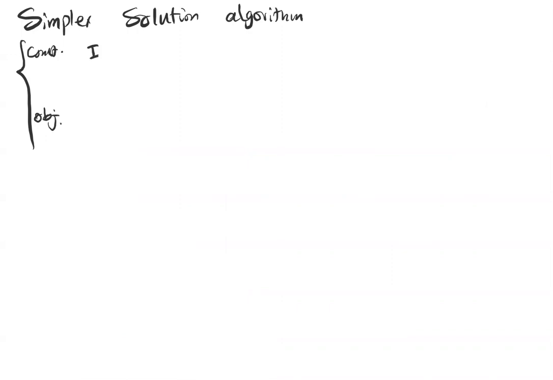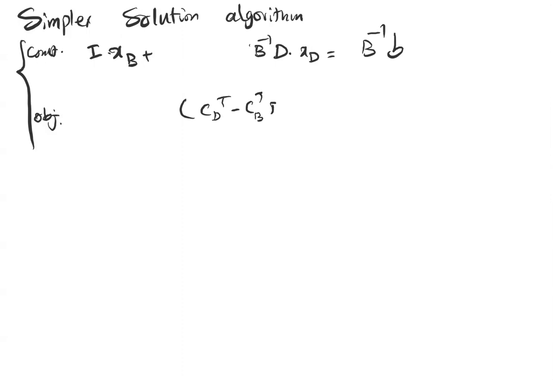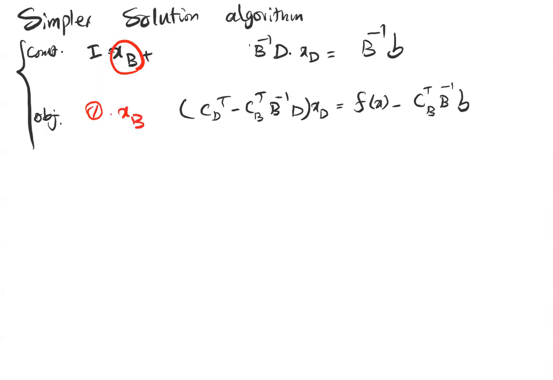For the constraint, we had I multiplied by XB plus B inverse D XD is equal to B inverse b. And for the objective function, we had CD transpose minus CB transpose B inverse D XD is equal to f of X minus CB transpose B inverse b. So as you can see, we have XB here, we have 0 XB here, plus we have XD here, we have XD here.